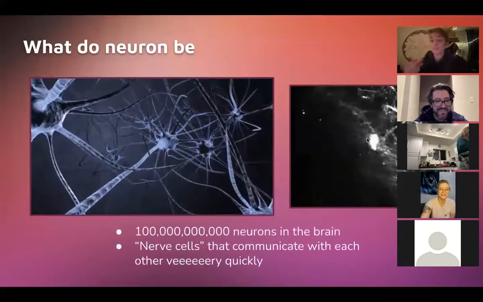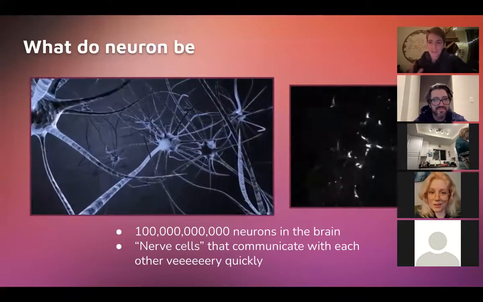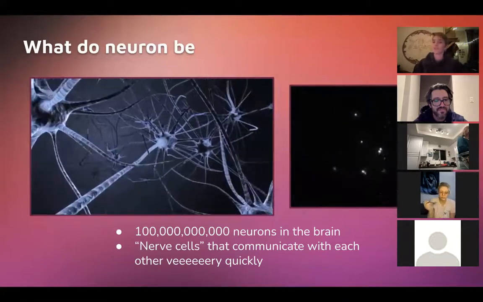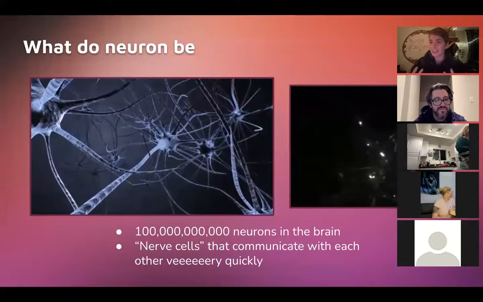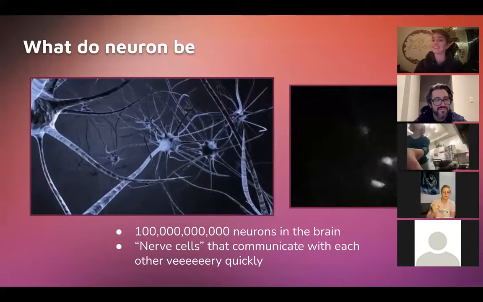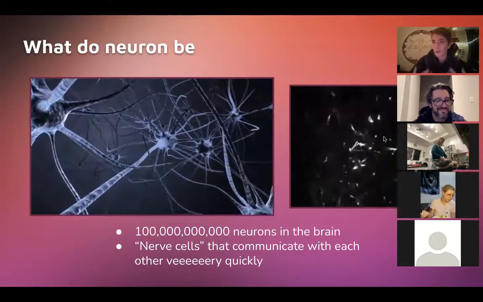All right, so there are 100 billion neurons in the brain. That's like at least 10 more than I can count to myself. And they're also known as nerve cells. So these are basically cells that communicate with each other really, really fast. That's the whole basis upon which your entire everything exists, is very, very fast, constant, and complicated electrical, chemical signaling.